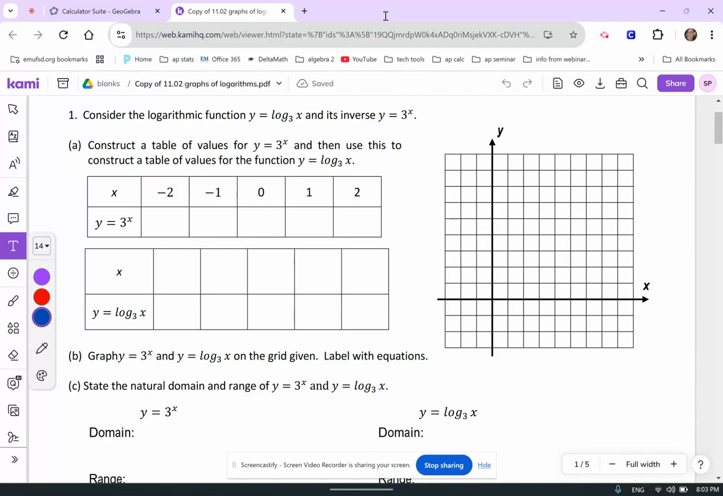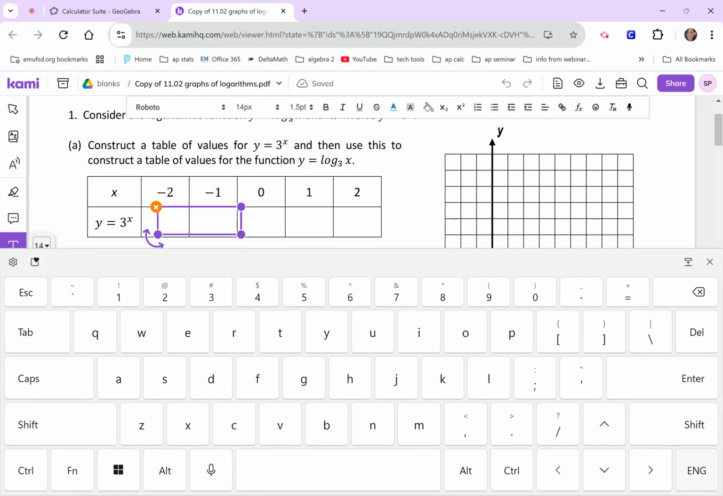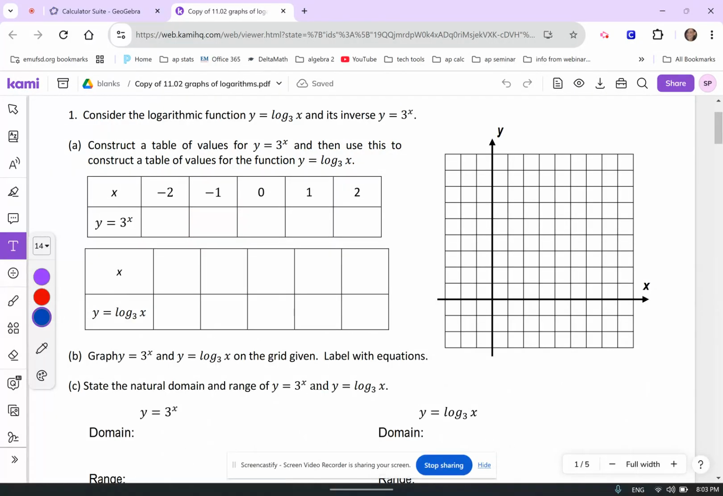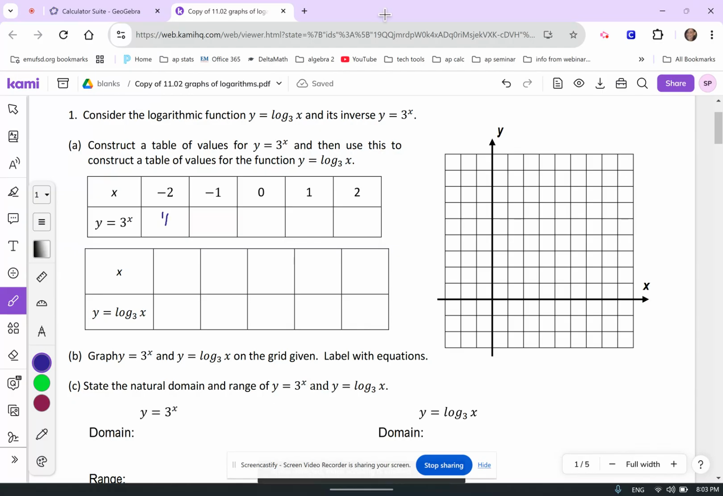So I'm going to substitute negative 2 in for x. That's 3 to the negative 2, and that's equivalent to 1/9. I substitute negative 1 in for x. That's 3 to the negative 1, which is 1/3. 3 to the 0 is 1. 3 to the first is 3. And 3 to the second is 9.